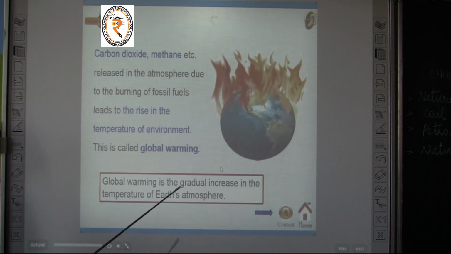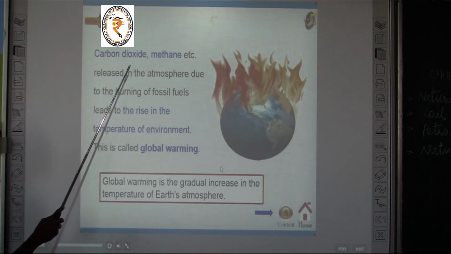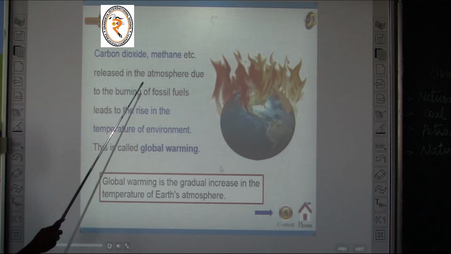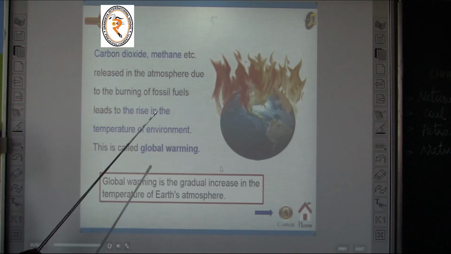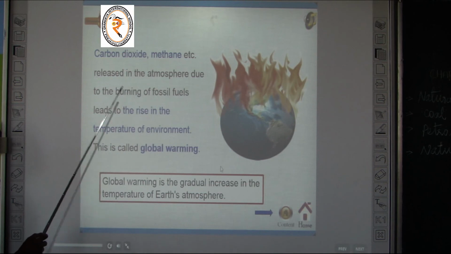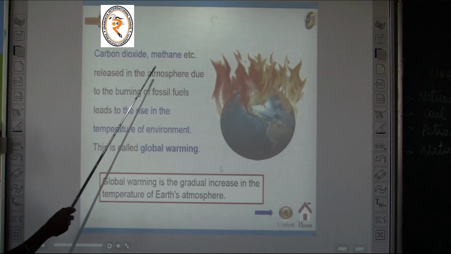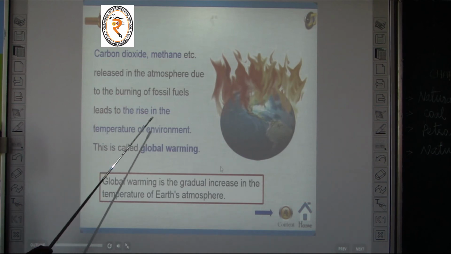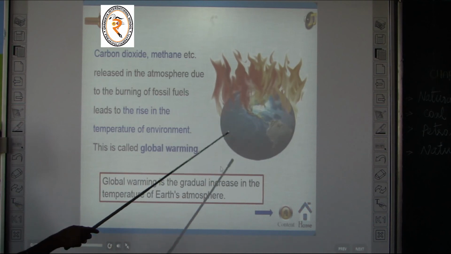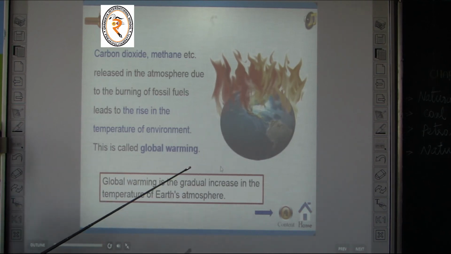So this is called global warming. What is called global warming? See, carbon dioxide, methane, etc. released in the atmosphere due to the burning of fossil fuels. These fossil fuels mainly release carbon dioxide, CO2 and CH4, methane. So this leads to the rise in the temperature of the environment. See, it can increase the temperature of the earth. So this is known as global warming.